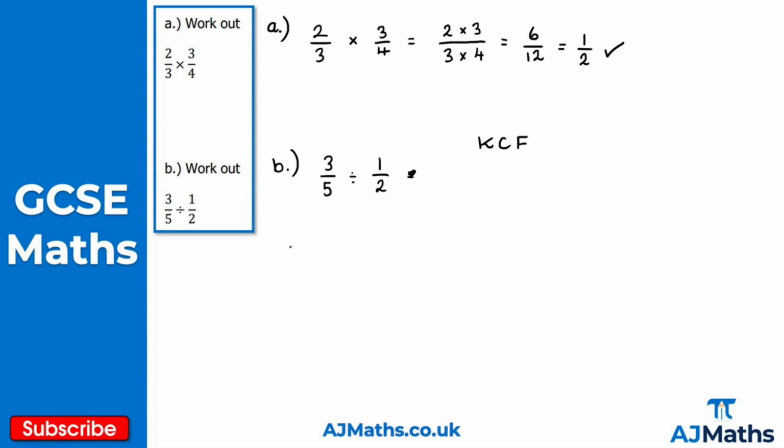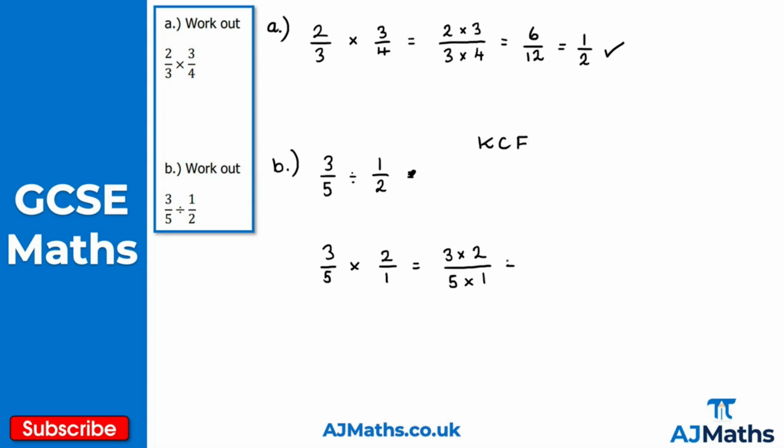Let me just do this underneath. So we keep the 3 over 5. We now change, so the C here tells us that we change the division to be a times. And then we flip the second fraction here. So rather than it being 1 over 2, now it becomes 2 over 1. And now what we do here is we just perform this multiplication here, just like we saw for part A. So 3 times 2 is our numerator, like so. Then 5 times 1 here for the denominator.